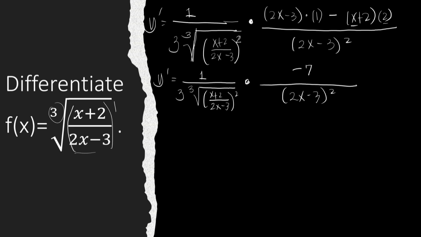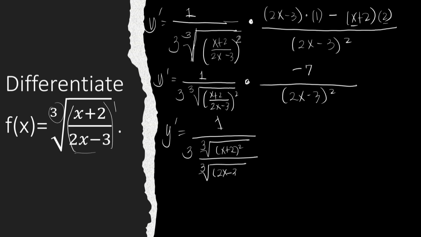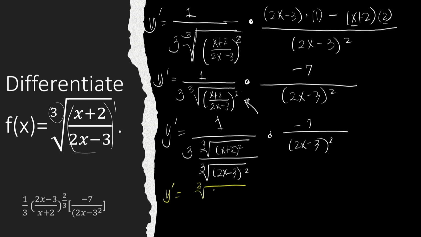But if you want a simpler form, we can apply our knowledge about radicals. The one in the denominator, we can separate it, so it becomes cube root of (x plus 2) squared over 3, or cube root of (2x minus 3) squared. Same lang naman siya dito. Then times negative 7 over 2x minus 3 squared. Then we can reciprocate this part, so the denominator becomes the numerator. So y prime is equal to 3 (2x minus 3) squared divided by 3 cube root of (x plus 2) squared times negative 7 and (2x minus 3) raised to 2.